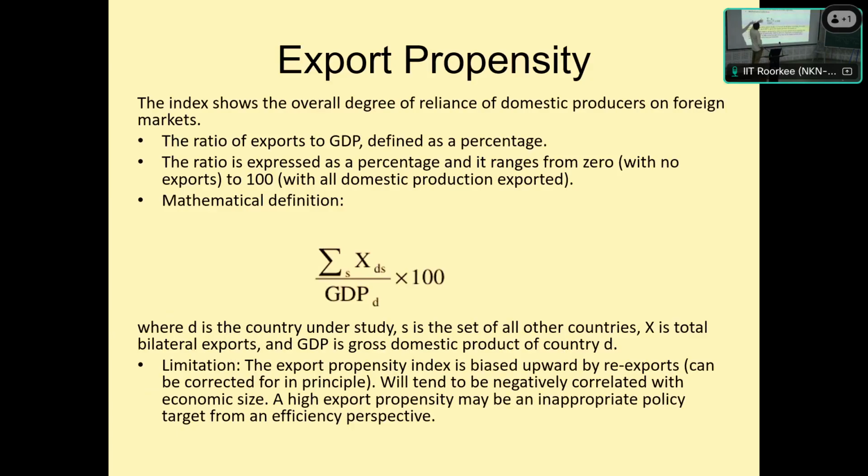export propensity, I just wanted to calculate how far our exportable sector, or the sectors which are useful for exports of commodities, what is its share out of GDP? Like initially I said trade openness, it is the total trade divided by GDP into 100. So here we are saying it's the ratio of exports to GDP as a percentage.